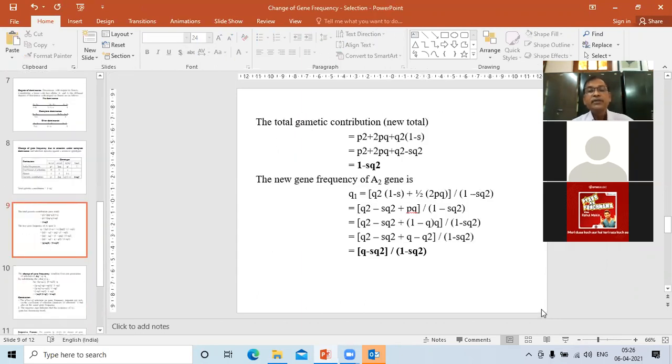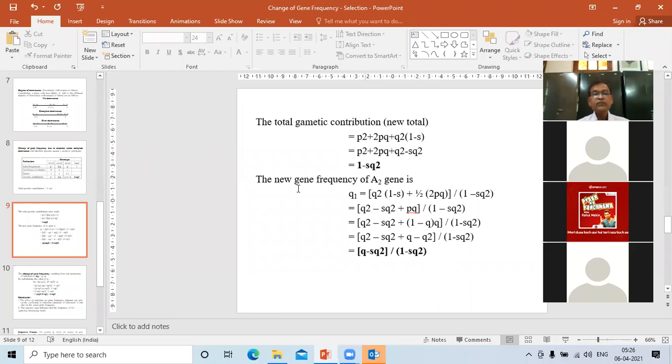So the total gametic contribution, that is the new total, is equal to P square plus 2PQ plus Q square into 1 minus S. And after simplification, this is P square plus 2PQ plus Q square minus SQ square. You see that P square plus 2PQ plus Q square, what is the value of this? Students? 1. That's why I have written 1 minus SQ square.